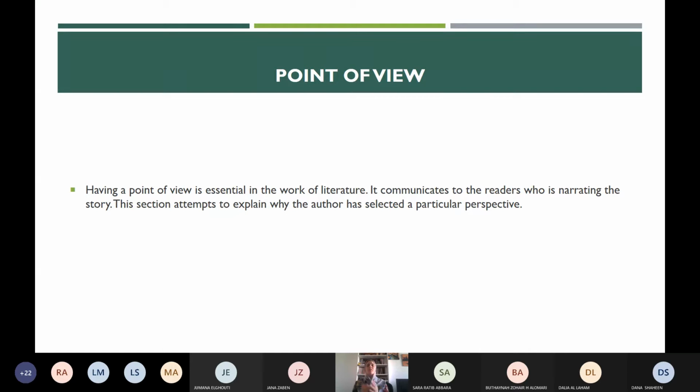Yes, miss. What is the third person point of view in literature? It's when the author is mentioning the characters. Yes, when he says he and she, right? And the third person point of view is divided into two parts, omniscient and limited. When is it omniscient and when is it limited?